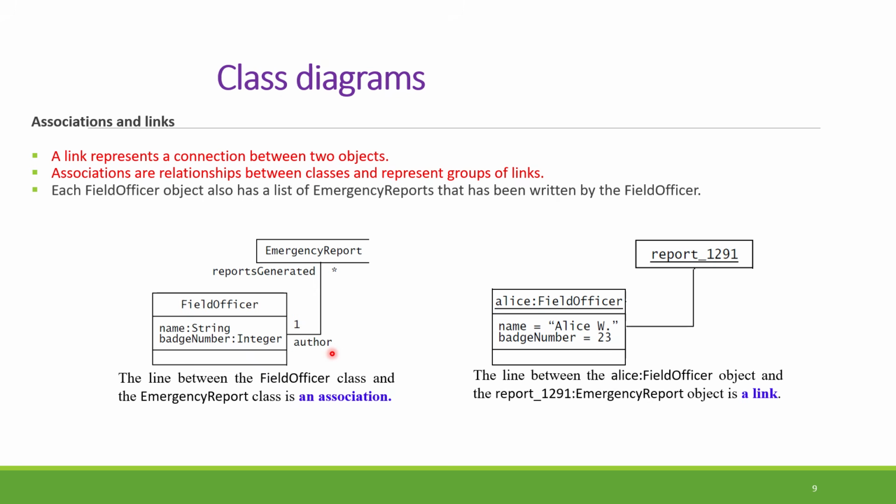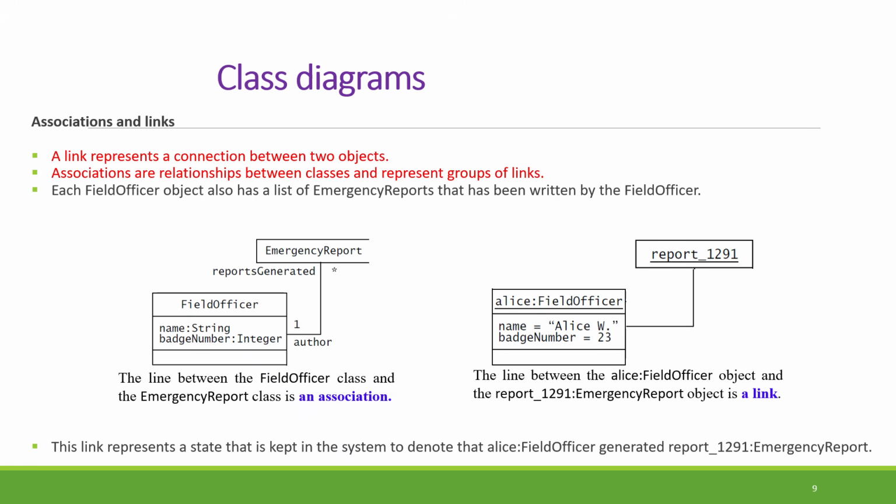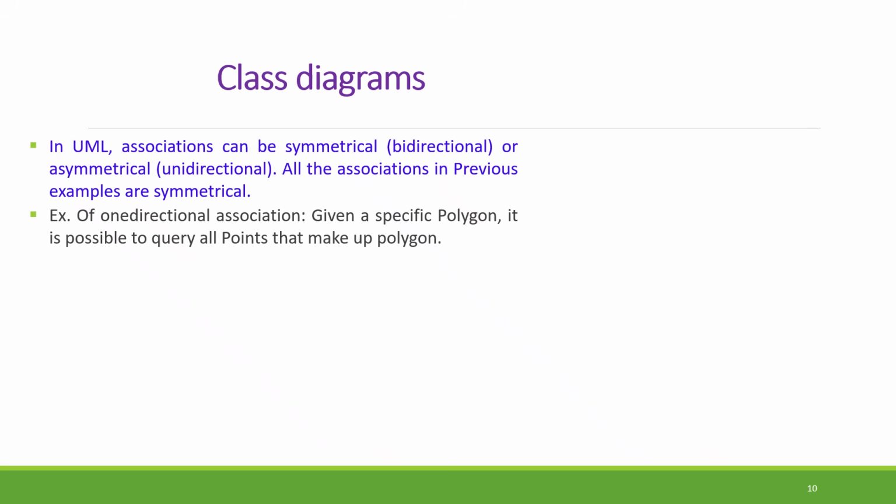Then what do you mean by link? So there is an instance of the field officer, say Alice, connected to one of the objects of the report, named report 1291. We call it a link. So a link is the connectivity between two objects. An association is the connection between two different classes. So in UML, we always follow symmetry. So we may have symmetrical or asymmetrical, bidirectional or unidirectional associations.